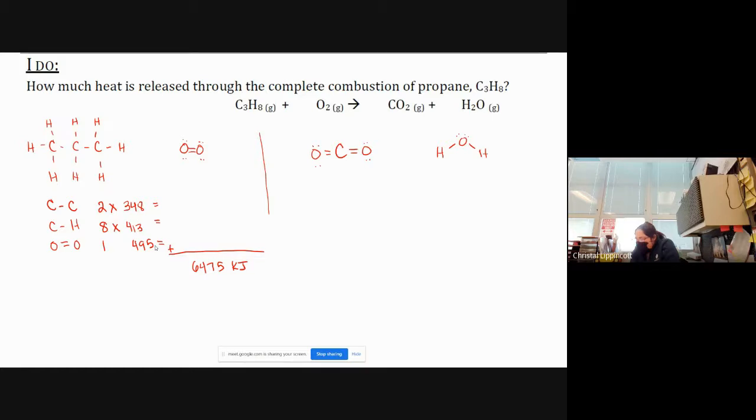You know what we forgot to do? What's the first thing we should always do? Balance. It's not balanced. It looks pretty balanced. It isn't. There's less, three carbons. Two pairs.